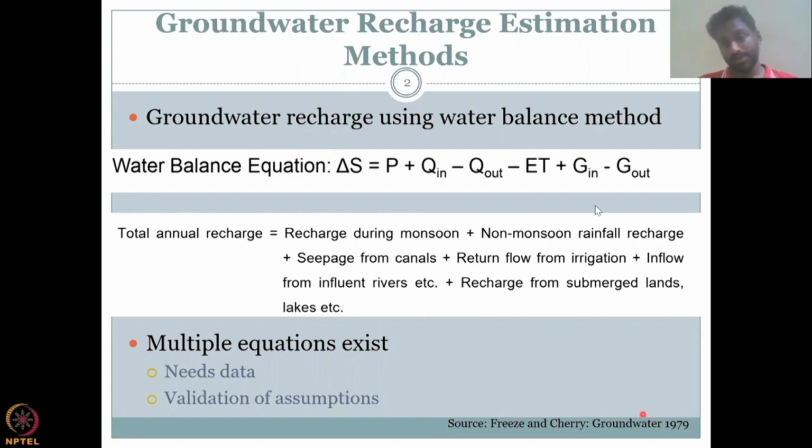So multiple equations exist. The drawback is that you can make it as big as you want or as small as you want, and then you can keep on adding terms. For example, let's add one more term here. Okay, so you have your total annual recharge and then rainfall is happening, etc. Then I would say that the water is being brought to the houses using pipes.